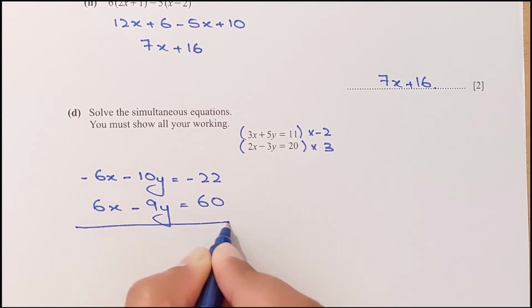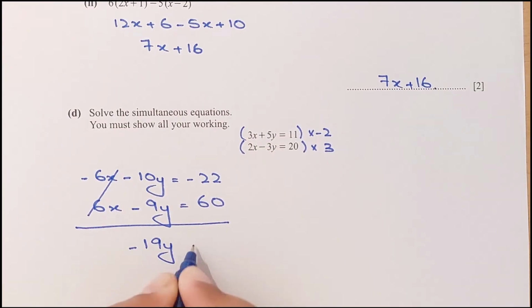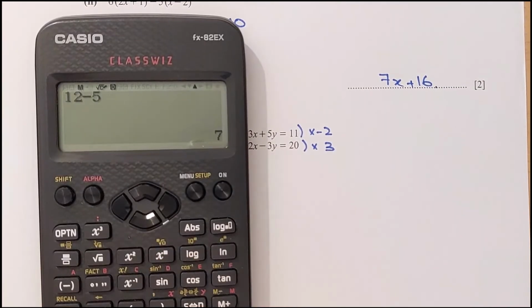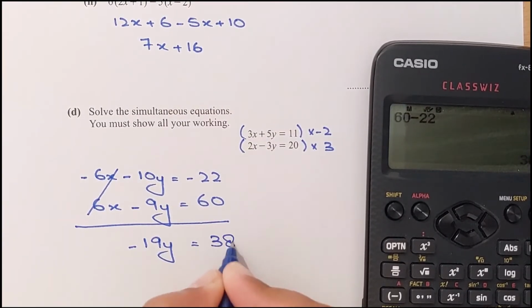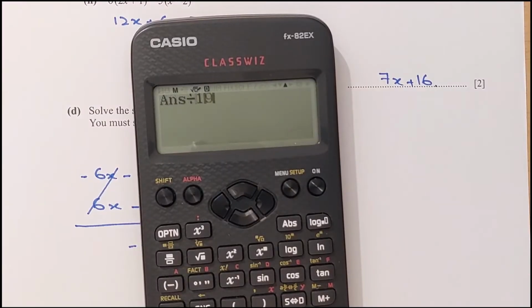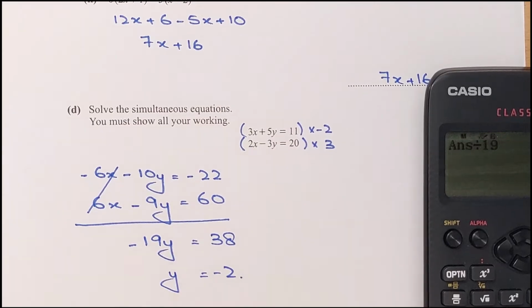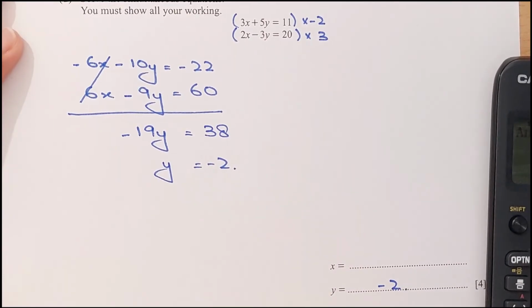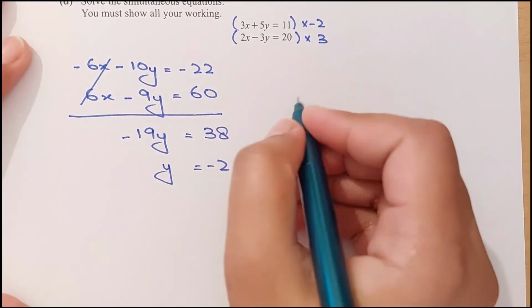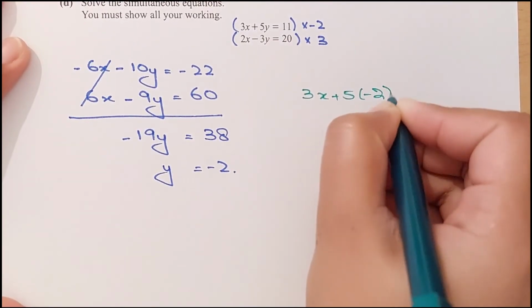So let me add the two equations. We can cancel 6x and minus 6x. Minus 19y equals 60 minus 22, which is 38. Dividing by 19, y is minus 2. So we got the value for y, that is negative 2. Now substitute that value of y into the first or second equation to get x.